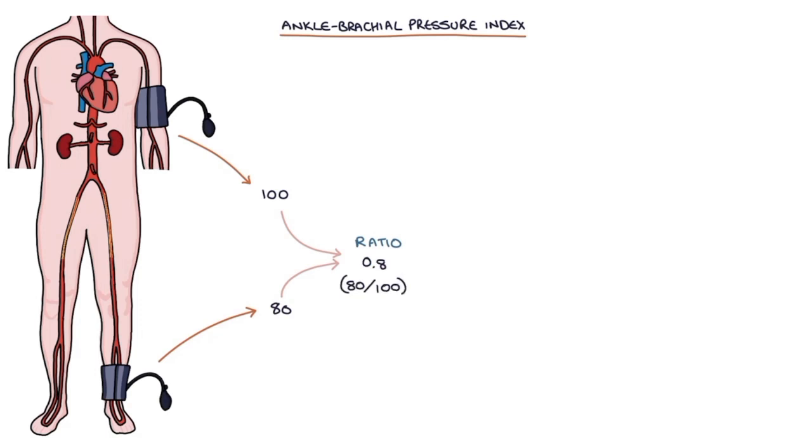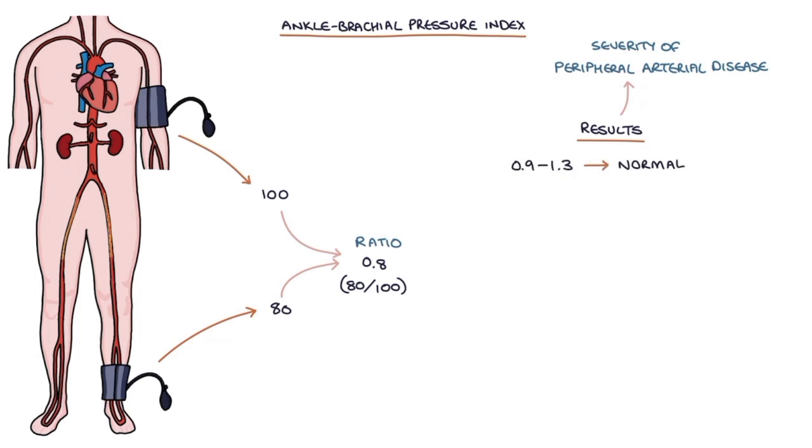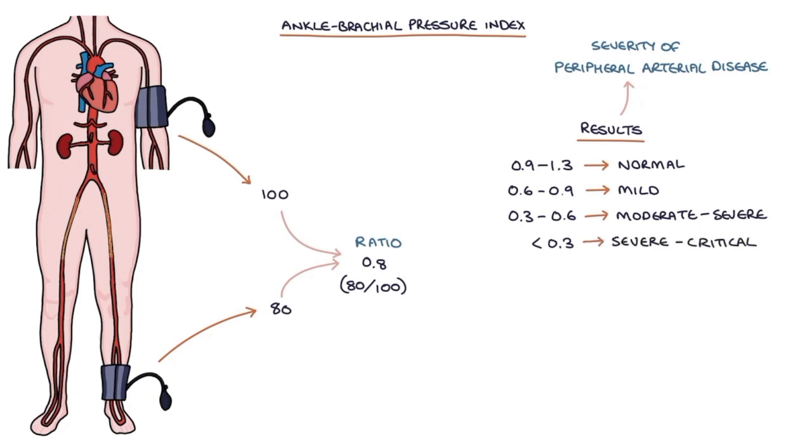The ankle brachial pressure index results can indicate the severity of peripheral arterial disease. A result of 0.9 to 1.3 is normal. 0.6 to 0.9 indicates mild peripheral arterial disease. A ratio of 0.3 to 0.6 indicates moderate to severe peripheral arterial disease, and a ratio less than 0.3 indicates severe disease to critical ischemia. An ankle brachial pressure index above 1.3 can indicate calcification of the arteries, making them difficult to compress. This is more common in diabetic patients.